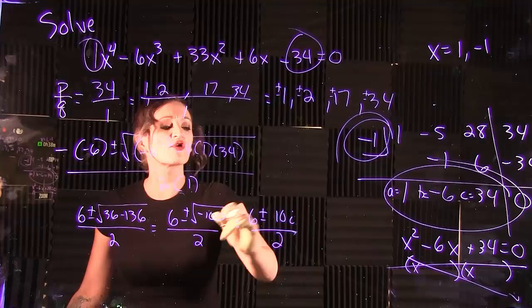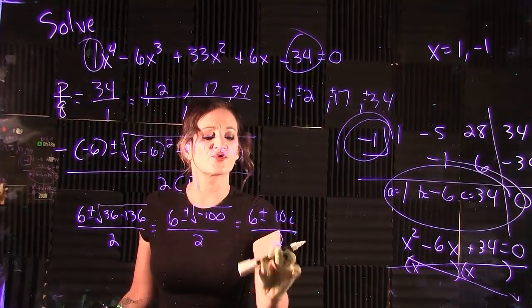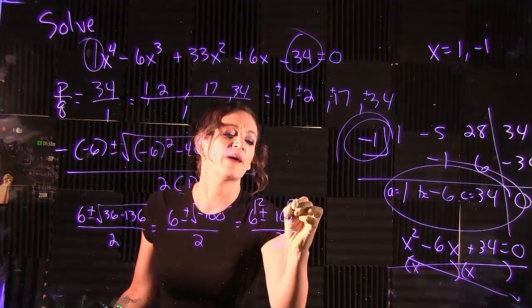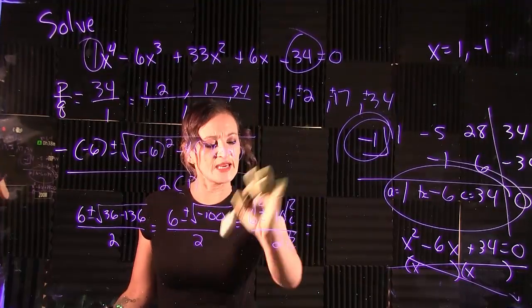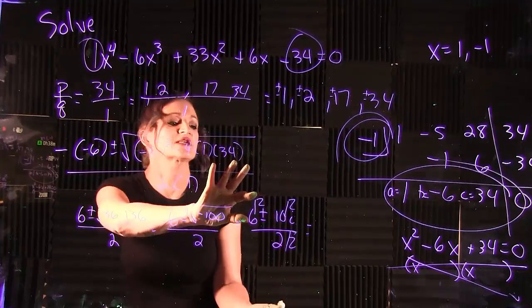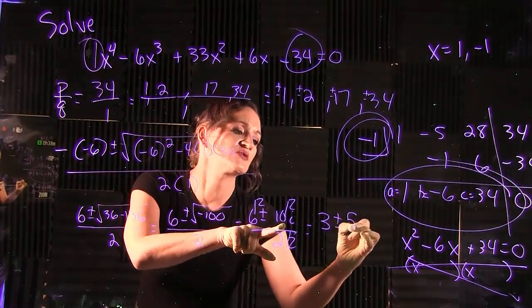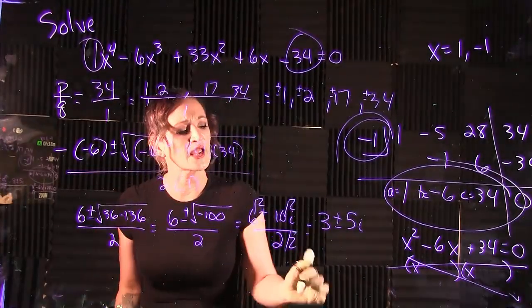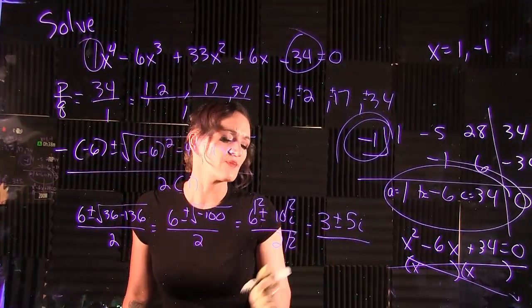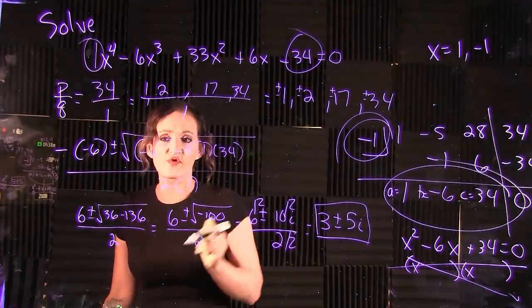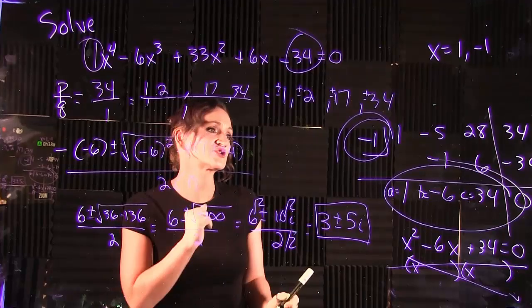Reduce your fraction. We have 1, 2, 3 terms in our fraction in our problem here. They're all divisible by 2. So let's divide each thing by 2. 6 divided by 2 is a 3. Plus or minus 10 divided by 2 is a 5. Don't forget that i. Over 2 divided by 2 is a 1, so that denominator drops out. Our third and fourth solutions are 3 plus or minus 5i.